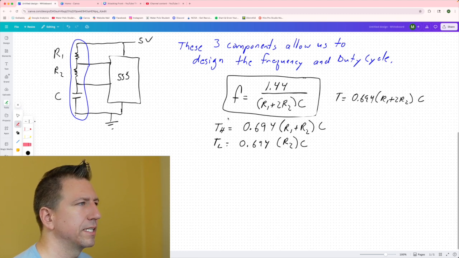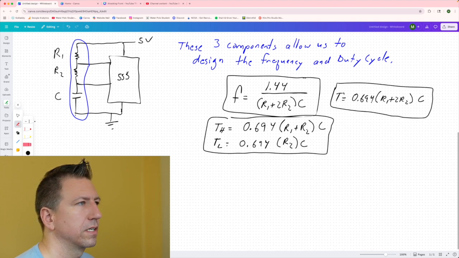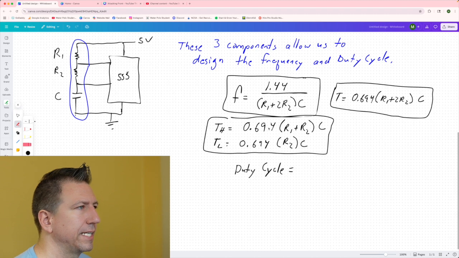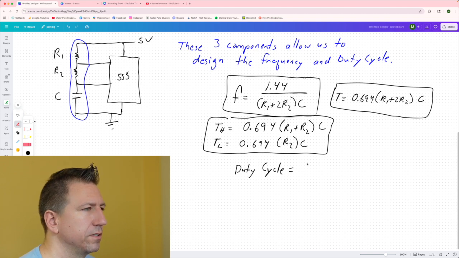And so these 3 together, all the time calculations here, work to give us the duty cycle. If I take time high divided by the period, we can see that 0.694 and 0.694 drop out, C drops out, so we're left with R1 plus R2 over R1 plus 2R2. So it's R1 plus R2 over R1 plus 2R2.